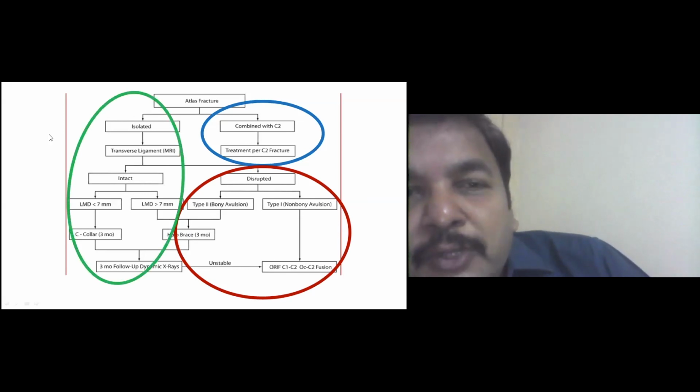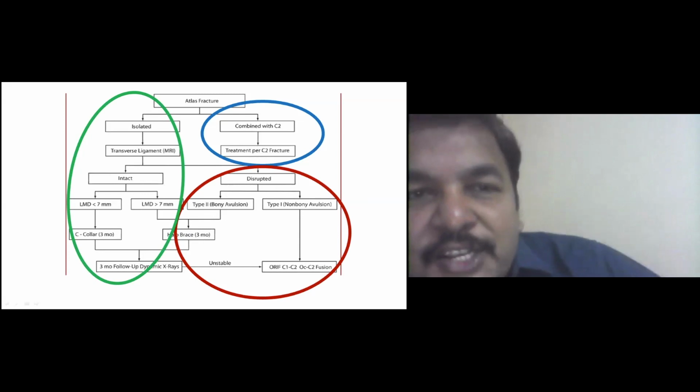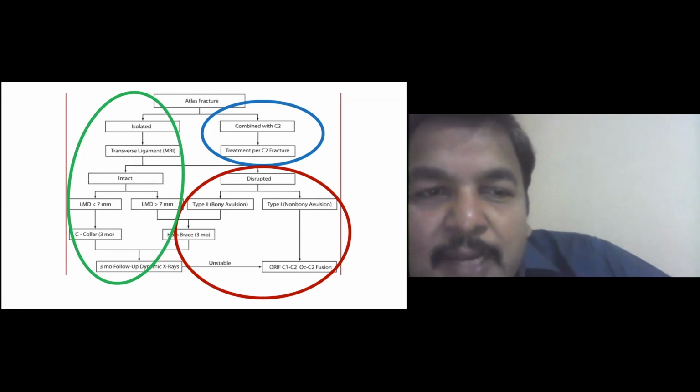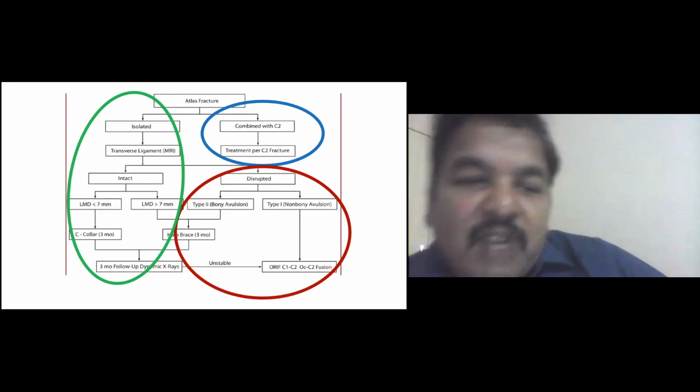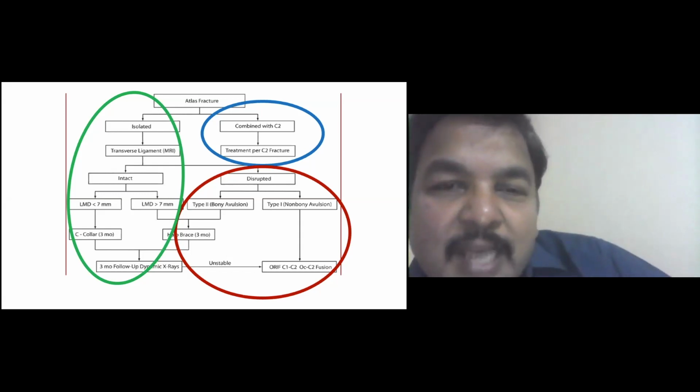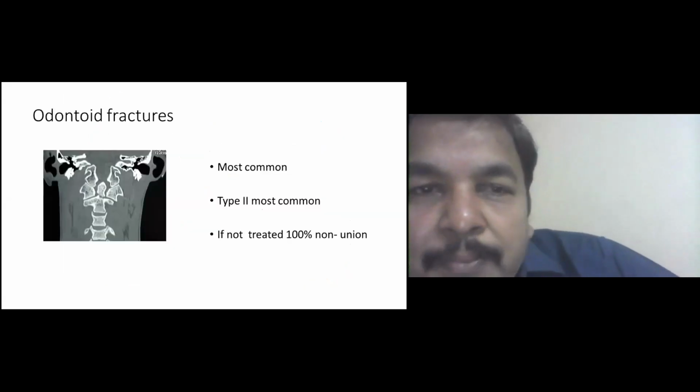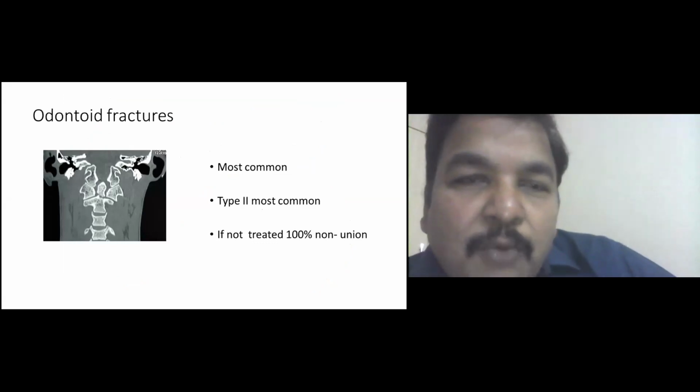Coming to these fractures where the transverse atlantal ligament is intact, that means lateral mass displacement is less than 6.9, all these patients can be managed with the cervical collar for 3 months, and again you have to follow them up. Coming to odontoid fractures, they are the most common fractures of the upper cervical spine.